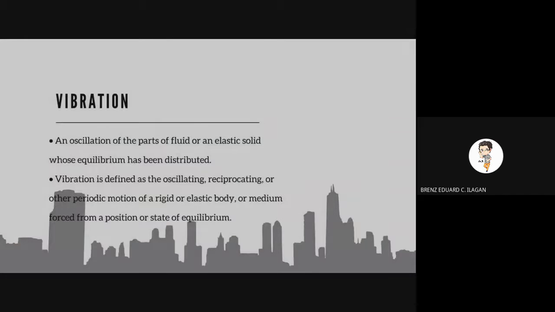Vibration is defined as oscillation, reciprocation, or other periodic motion of a rigid or elastic body or medium forced from a position or state of equilibrium. In other words, ground shaking is a term used to describe the vibration of the ground during an earthquake. Ground shaking is caused by body waves and surface waves. As a generalization, the severity of ground shaking increases as magnitude increases and decreases as distance from the causative fault increases.